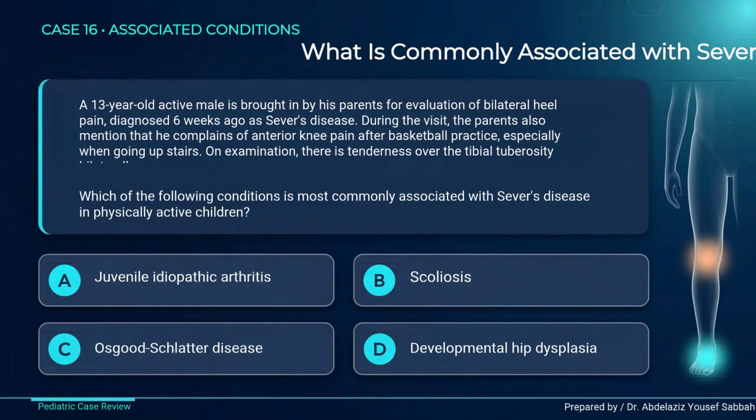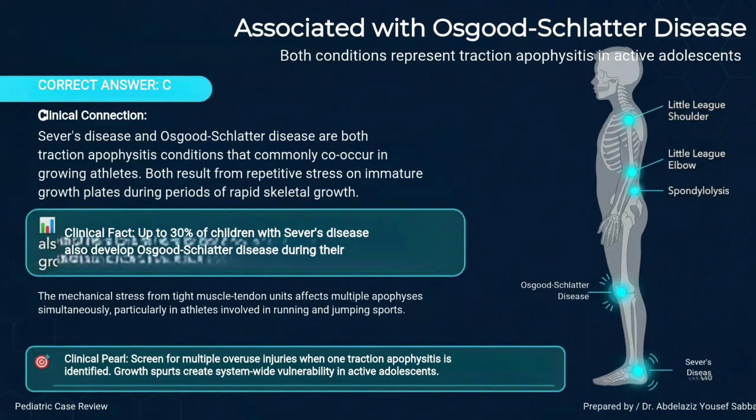Option A, juvenile idiopathic arthritis. Option B, scoliosis. Option C, Osgood-Schlatter disease. Option D, developmental hip dysplasia. The correct answer is Option C, Osgood-Schlatter disease.